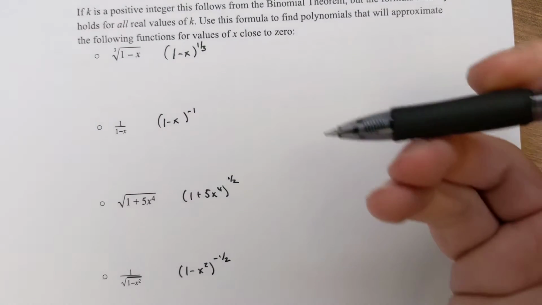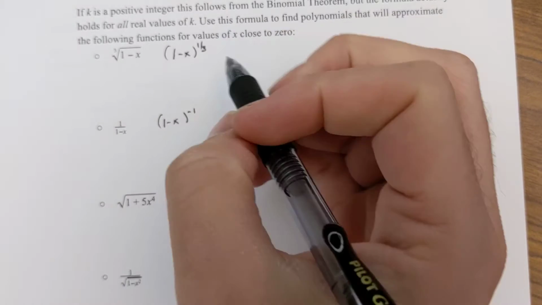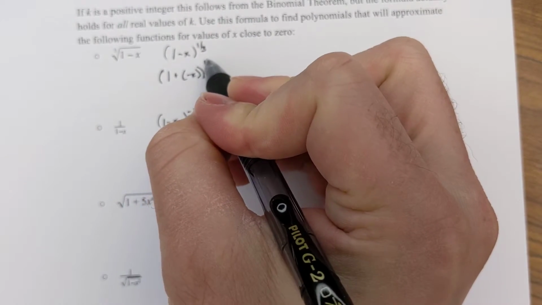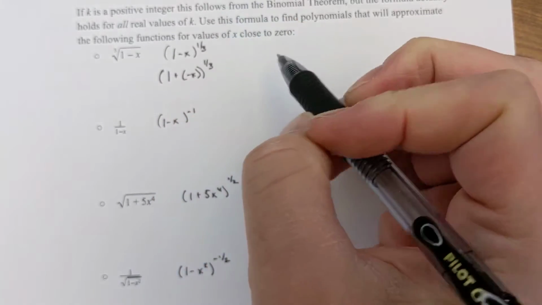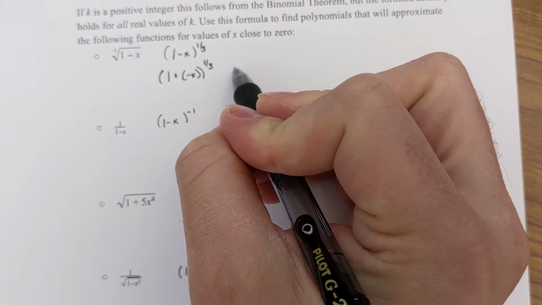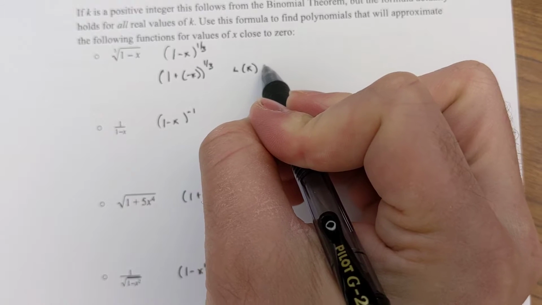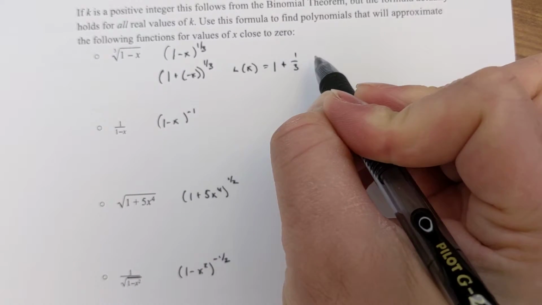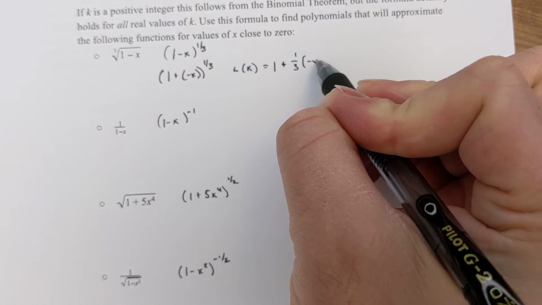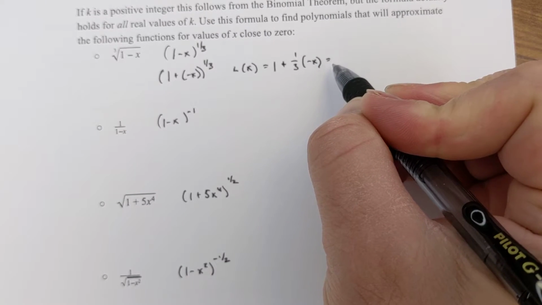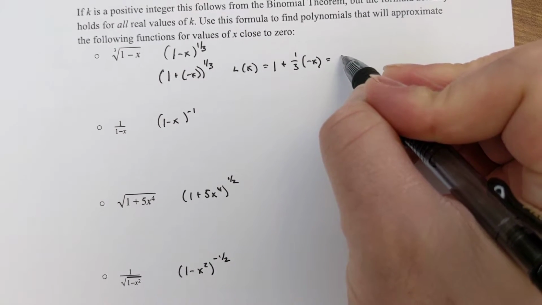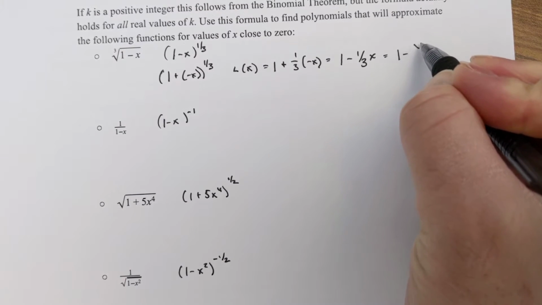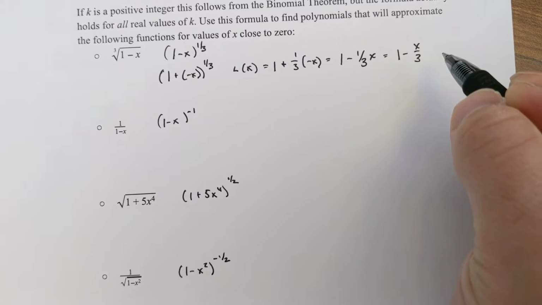Okay, so getting the work done here. I do need to rewrite this. This is 1 plus negative x. Then you have the form 1 plus. So this linearization would be 1 plus the k value, which is 1/3, and my x value is actually negative x. So this would be 1 minus 1/3 x, or you could write it as 1 minus x over 3.